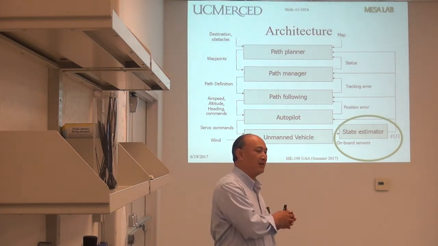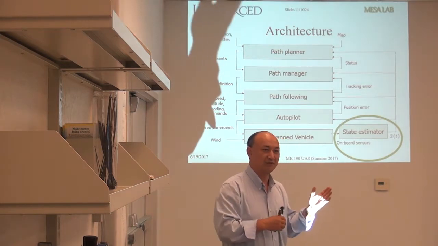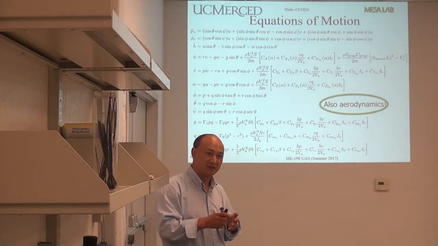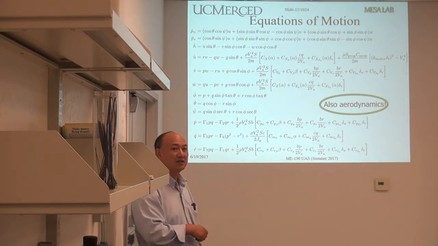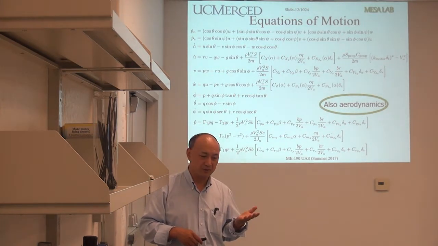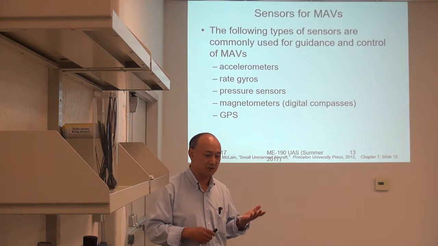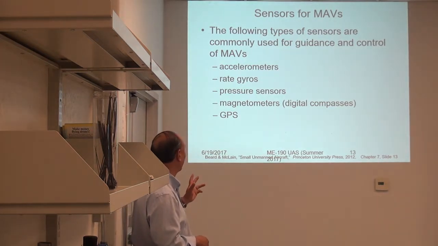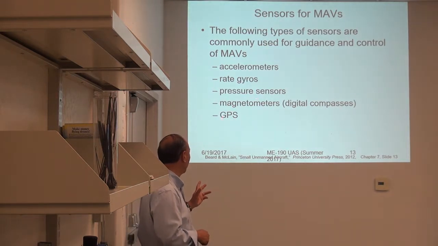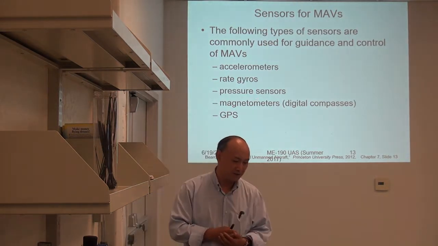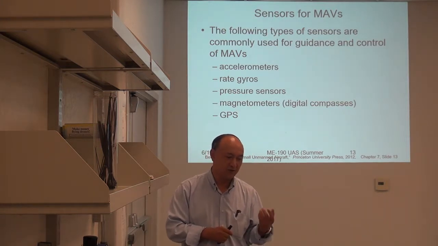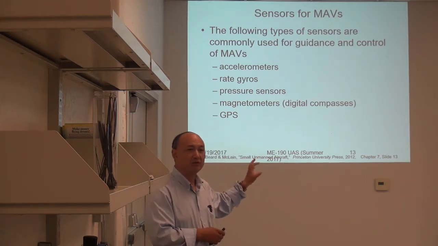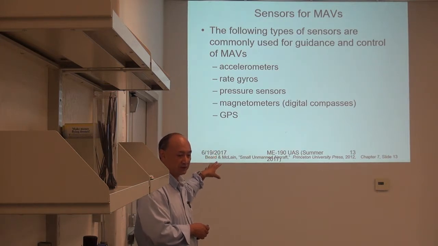However, in many cases, you cannot directly measure many of the variables here. The directly measurable things should be converted into these. So, to begin with, we need to understand what the sensors are. The fundamental ones are the accelerometer, rate gyros, pressure sensors, magnetometers, and a GPS. Those are the fundamental sensors for small aircraft vehicles. I'm going to go through each of them briefly with you.